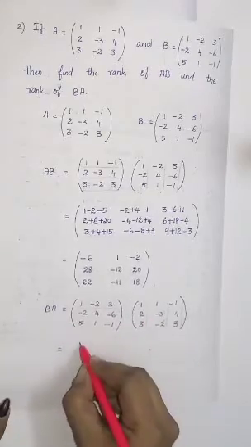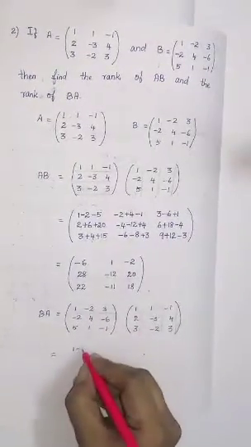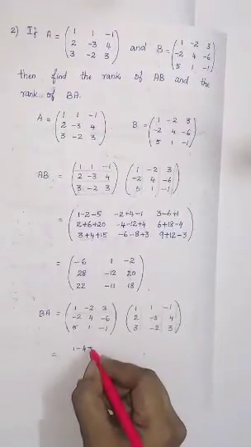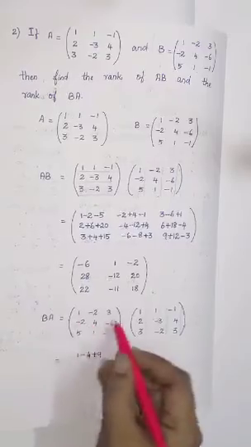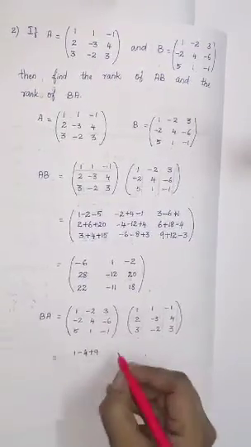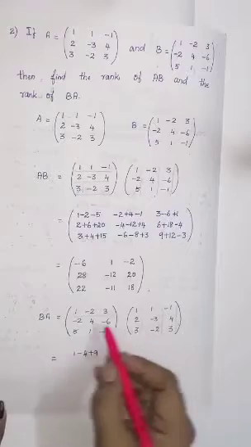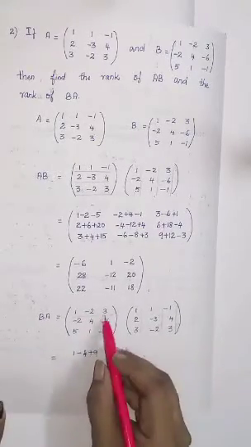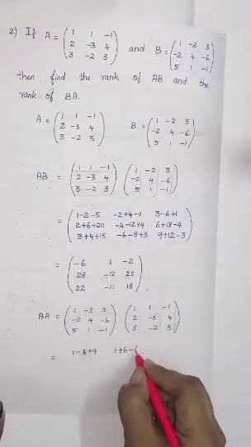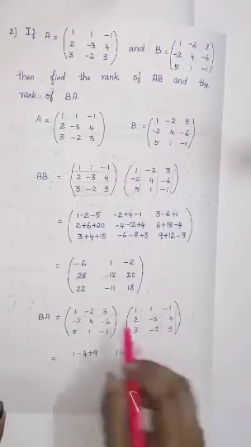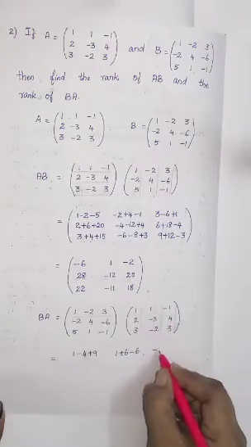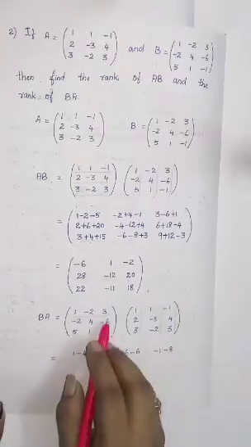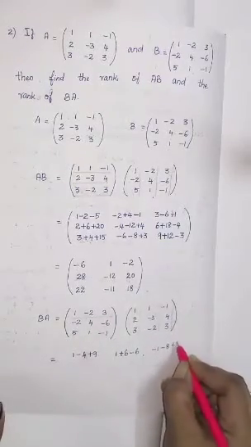1 into 1 is 1, minus 2 into 2 you will get minus 4, then 3 into 3 is plus 9. Again first row second column, 1 ones are 1, then minus 2 into minus 3 is plus 6, 3 into minus 2 is minus 6. Now first row third column, 1 into minus 1 is there, so we will get minus 1, minus 2 into 4 you will get minus 8, 3 into 3 is plus 9.